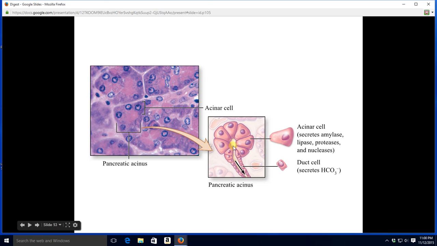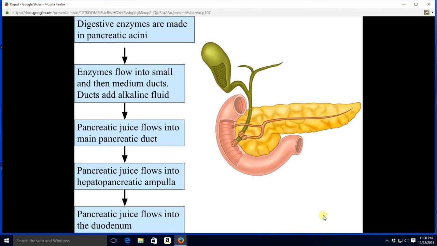Then those enzymes flow into a duct. The duct cell adds a bicarbonate-rich and thus a basic juice. Because remember, pancreatic juice, one of its jobs is going to be to neutralize the acidity of the chyme from the stomach. So, enzymes made in the acini. Enzymes go into little ducts, medium ducts. Ducts add alkaline fluid. That pancreatic juice ends up in the main pancreatic duct, which goes into the hepatopancreatic ampulla and into the duodenum.